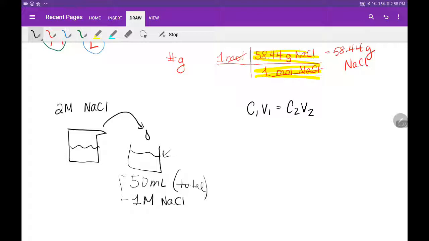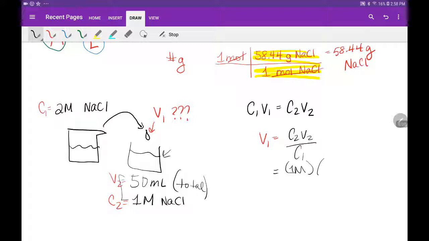So our C1 is going to be that. Our C2 is going to be the new solution, and our V2 is going to be our new solution volume. This is going to be our V1, and we don't know how much that is, so we're going to solve for V1. V1 equals C2V2 over C1. So this is going to be 1 molar and 50 mils over 2 molar.